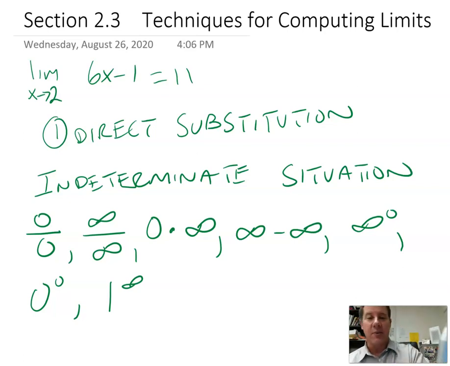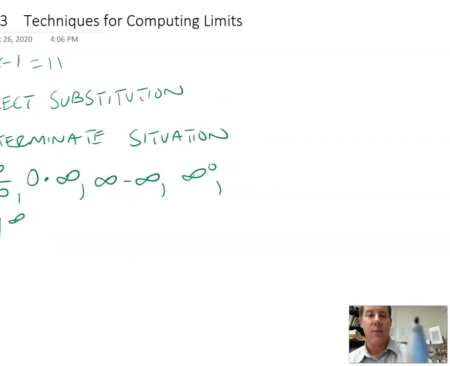So if I get this indeterminate situation, now I've got to try some stuff. So what would you try?